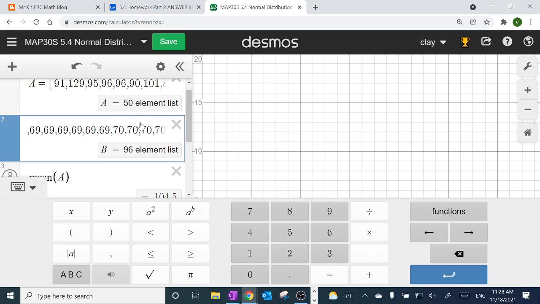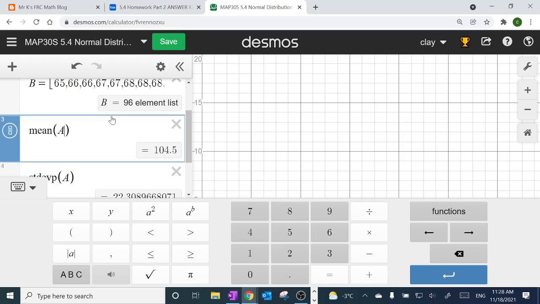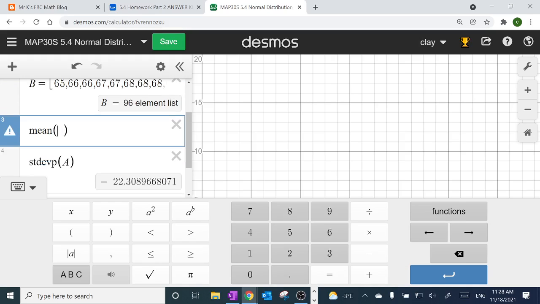So I typed all 96 numbers. Now again, I kind of cheated. I used cut and paste and just went, tick, tick, tick, like that over and over again. It took me a while, but I did it. I have put the numbers into Desmos. So this is kind of a drag, right? But I did it. And once again, I can now find the mean for this data.